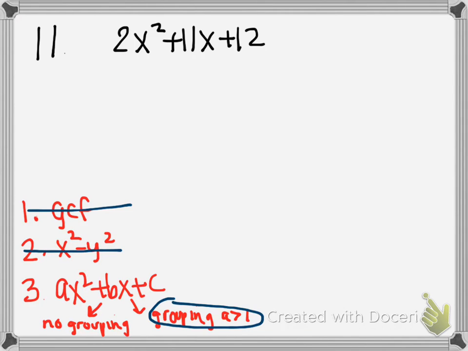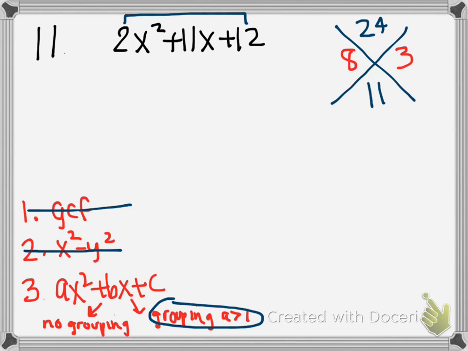So the very first step is to create our graphic organizer, and we're going to multiply the first and last number. So 2 times 12 is 24. So our goal is to figure out what multiplies to 24 and at the same time adds to the middle number 11. So our factor pair would be 8 and 3, because 8 times 3 is 24 and 8 plus 3 is 11.